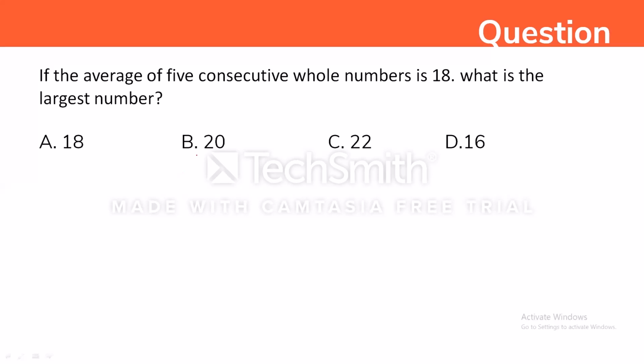The average of five consecutive whole numbers is 18. So I can take five consecutive whole numbers as x, x plus 1, x plus 2, x plus 3, and x plus 4. In total we have five numbers. x can be any value: 1, 2, 3, 4, and so on. If x is 1, the series will be 1, 2, 3, 4, 5. If x is 10, it will be 10, 11, 12, 13, 14. Like that we can consider the consecutive numbers.